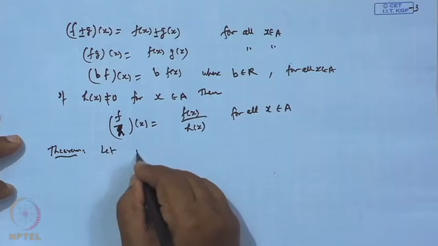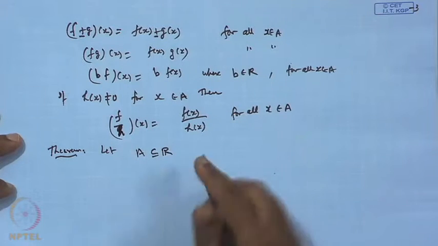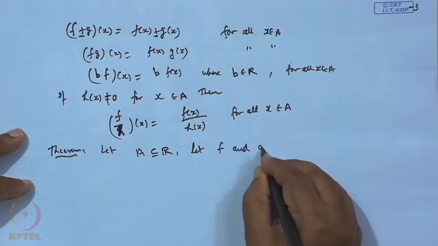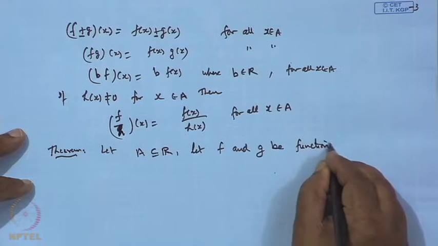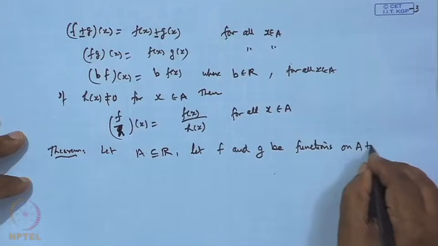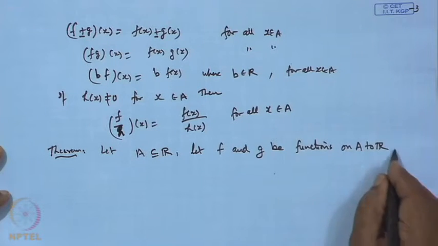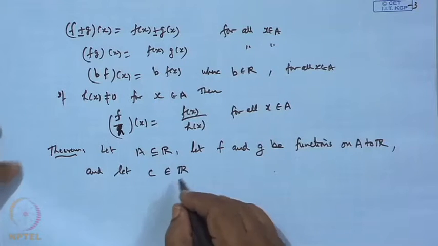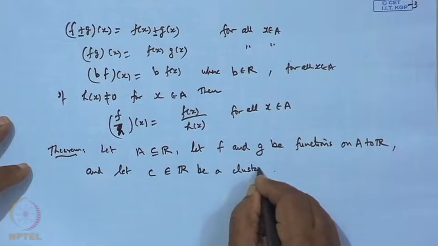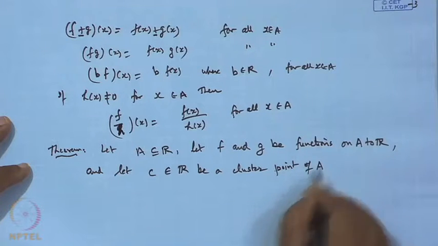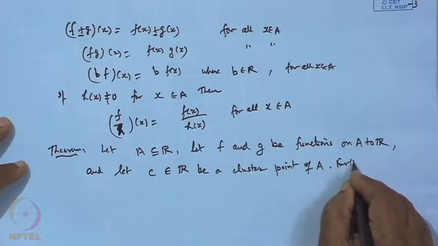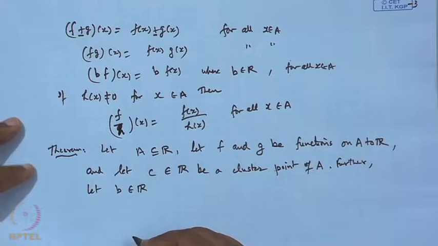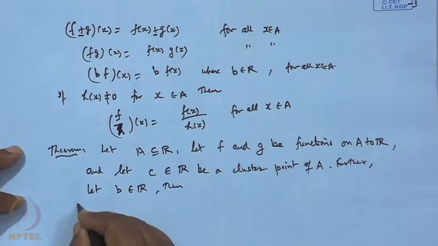Let A, which is a subset of R, and let f and g be functions on A to R, and let c, a point in R, be a cluster point of A. Further, let b be any real number belonging to R. Then we can state the following results.